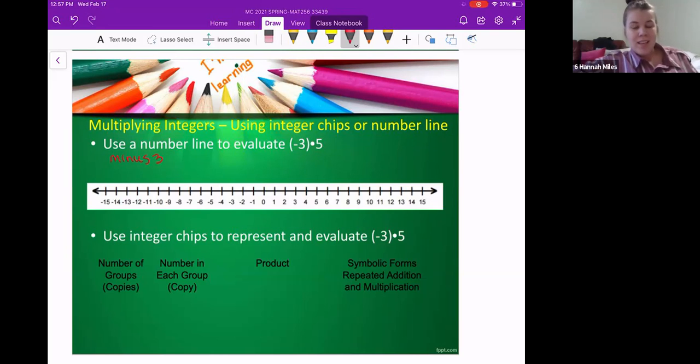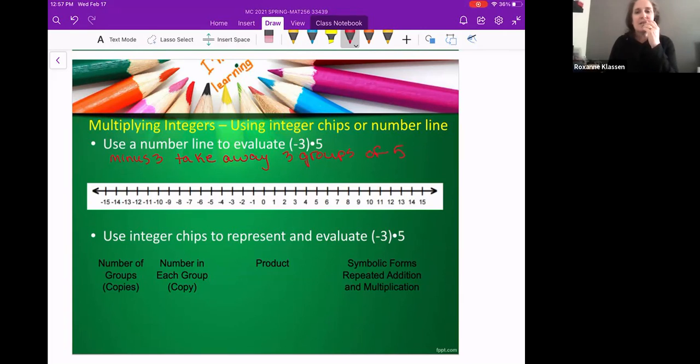But if you take away 3 groups of 5, then you will have taken away 15, and then you make that takeaway be a negative again, and then you have -15. Okay, what do you guys think of that strategy?